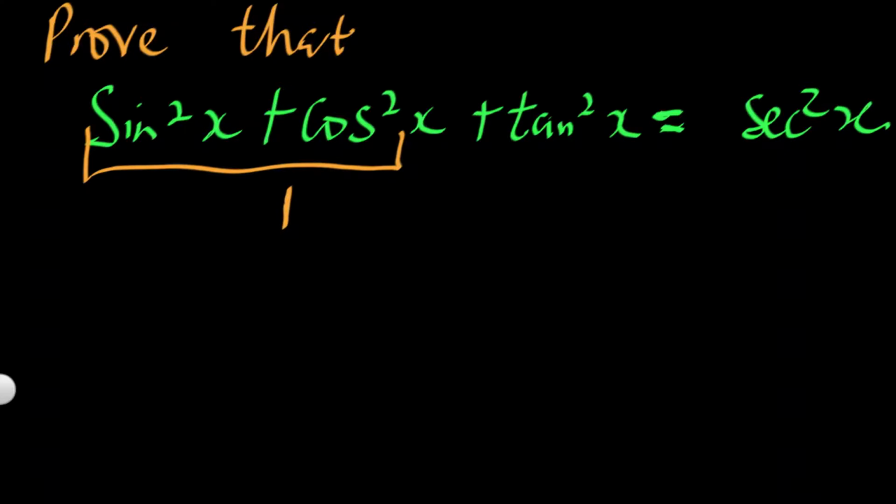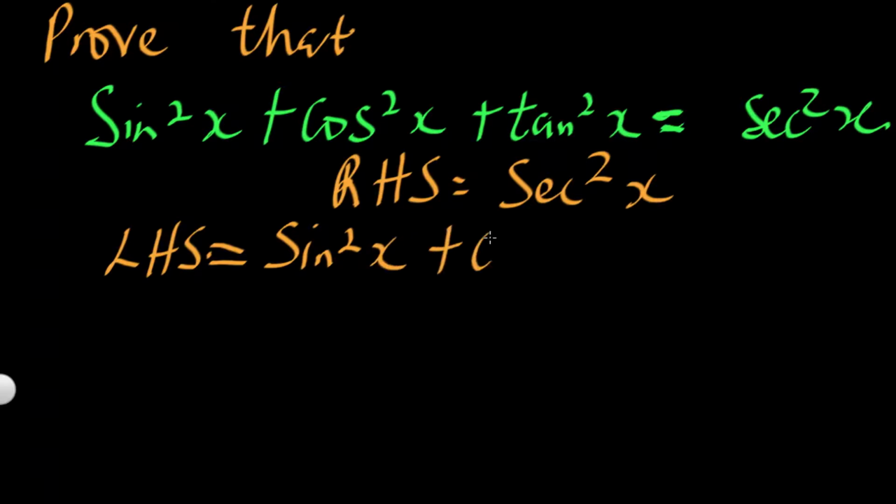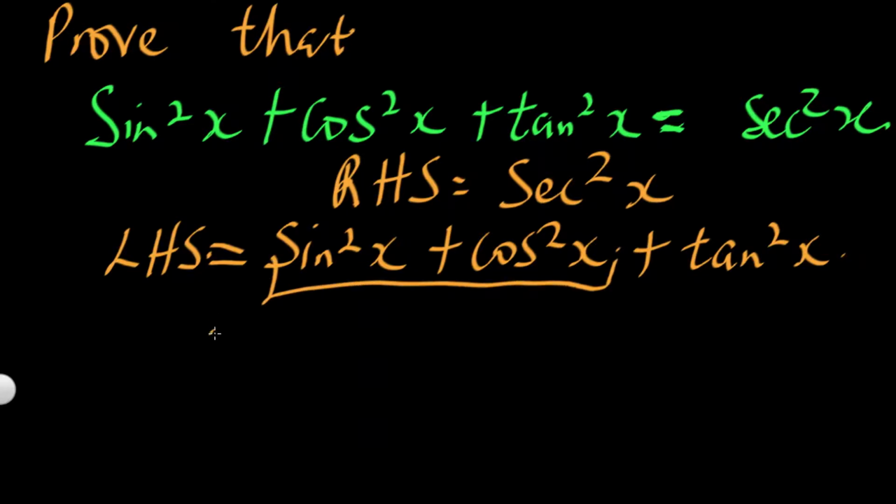We know that, but then let's do our proof systematically. I'm fixing my right hand side to be sec squared x. I'm fine with that. Then I go to my left hand side. I'm going to rewrite it as sine squared x plus cos squared x plus tan squared x. This is my left hand side, and I said if you look at the first two terms, they're equal to 1, so you can replace that with 1.